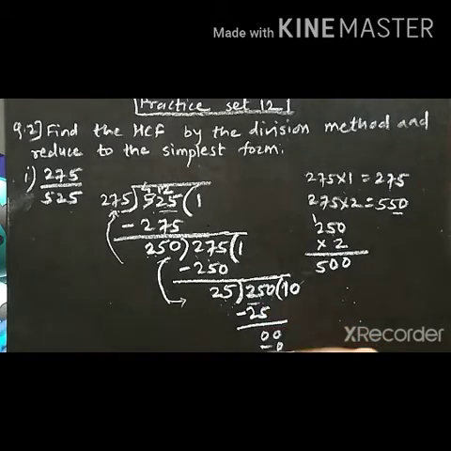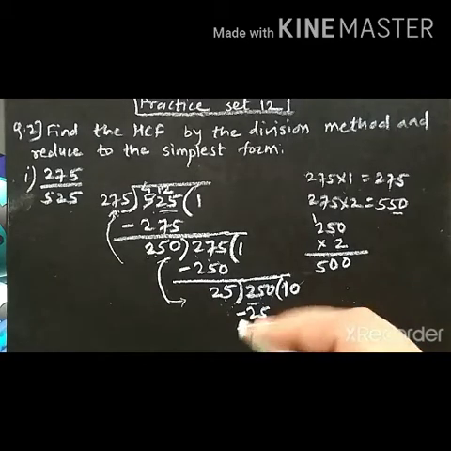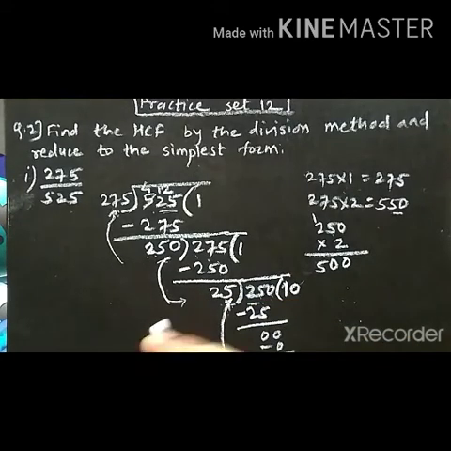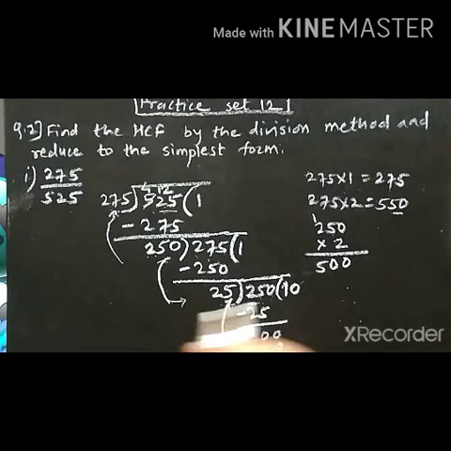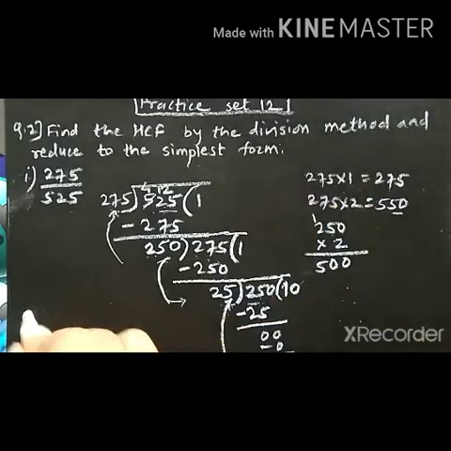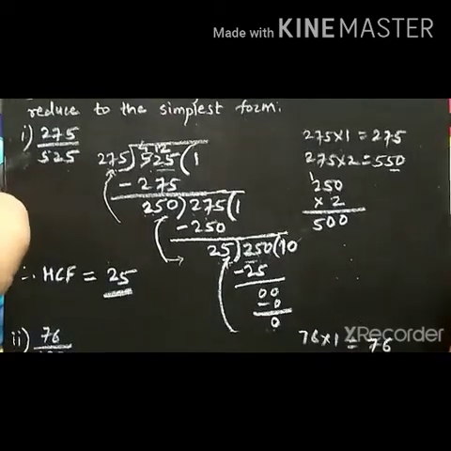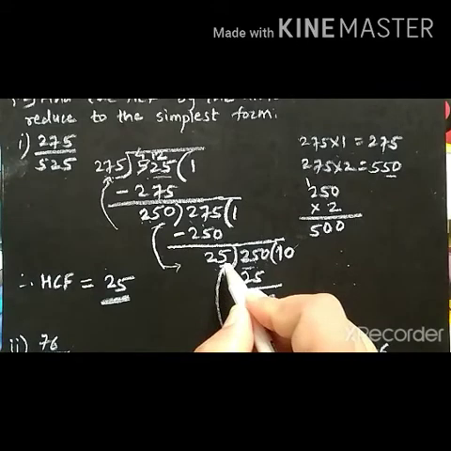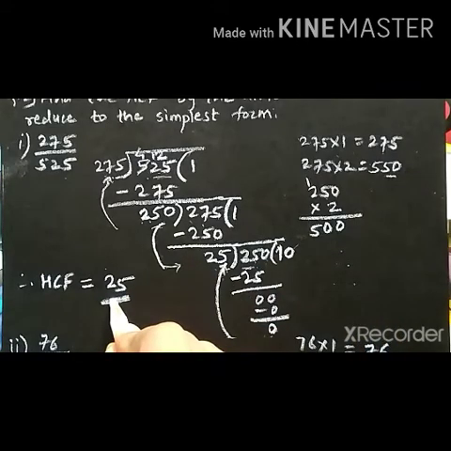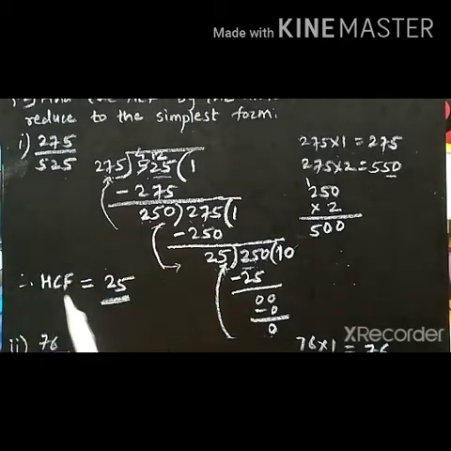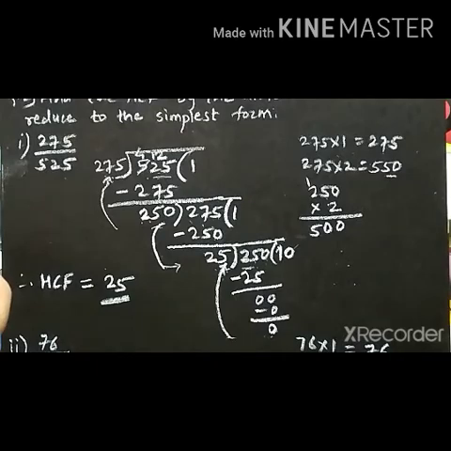Remainder 0, it means that we have to consider the previous divisor, that is this divisor, which is the HCF according to the rule of division method. Therefore, HCF is equal to 25. Remainder becomes 0. Therefore, we have to consider the previous divisor, that is 25, and 25 is the HCF of 275 upon 525. Now let us see next example number 2.